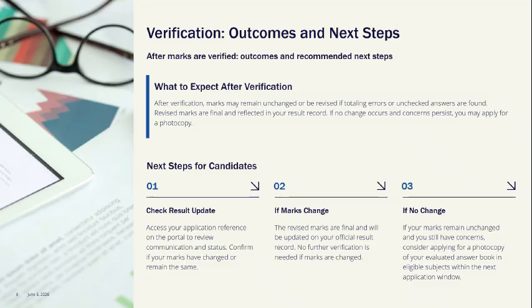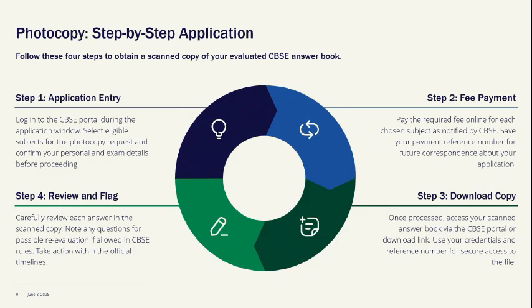Applications are accepted only during the official verification window. After processing, CBSE updates the result if any discrepancy is found. There are two possible outcomes. Outcome 1, marks change. If CBSE finds totaling errors, unchecked answers, or transfer mistakes, your marks will be revised. The updated marks will appear in your official record. Outcome 2, no change. If no error is found, your marks remain the same.